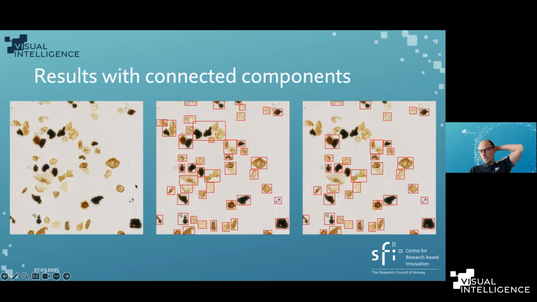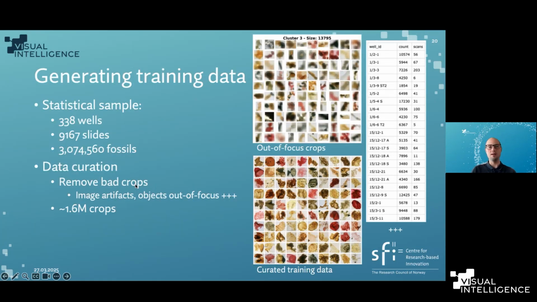When generating the training data, we have actually used this connected component approach, and we have sampled data. So they're sampled training data from 338 different wells, over 9,000 slides, so over 3 million fossils from a range of wells, which is a somewhat statistical representative data set, although it's a very tiny fraction of all the available data out there.